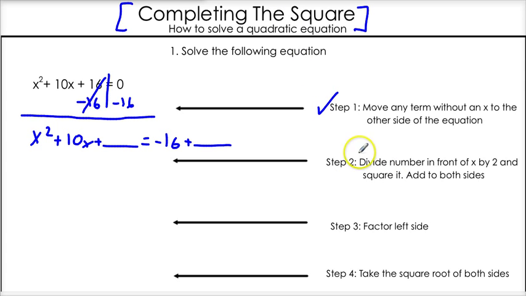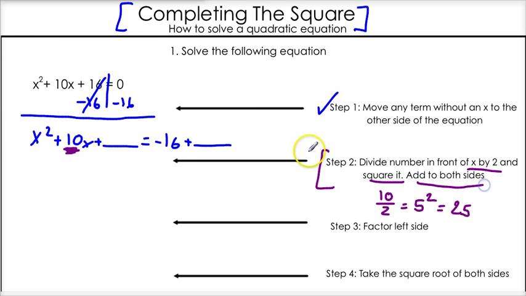Step 2, you divide the number in front of x by 2 and square it. So that number is this. That's the number in front of x. It's a 10. So we're going to take 10, all right, we're going to divide it by 2, which gives us 5, and then you're going to square it. So take the number in front of x, divide it by 2, and square it, and that gives you 25. You then add that to both sides. All right, a lot just happened there, so make sure you understand that. You take the number in front of x, which is 10, divide it by 2, which is 5, and square whatever that number is, which is 25, and then add it to both sides.